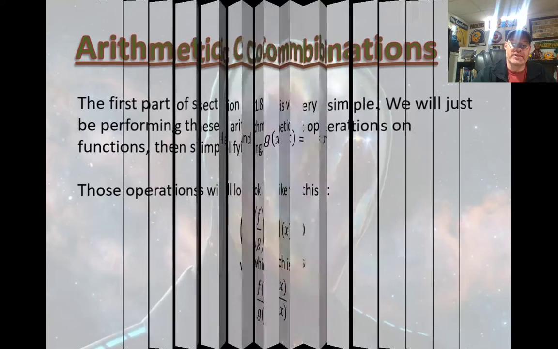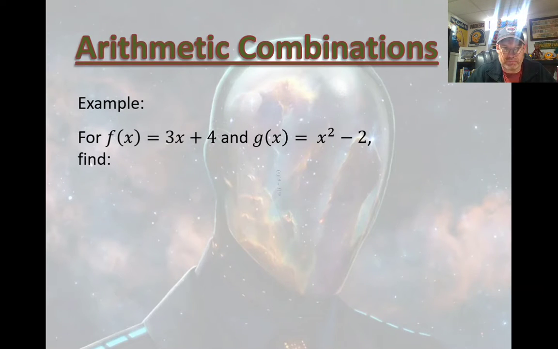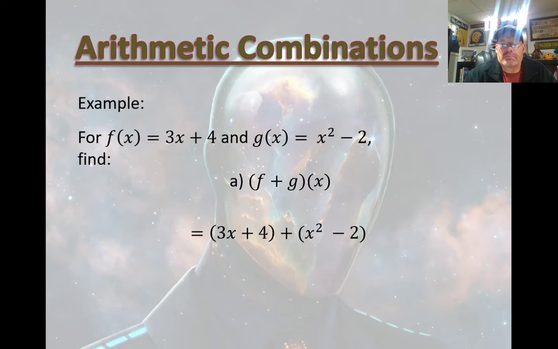All right, so let's do some examples. We have f of x and g of x here, and I want to perform all four of those operations. We're going to do one at a time. So we're going to start with f plus g of x. Okay, and like I said, all you're going to do is take f of x, add g of x, and if possible, simplify it from there. That's it. That's all there is to it.